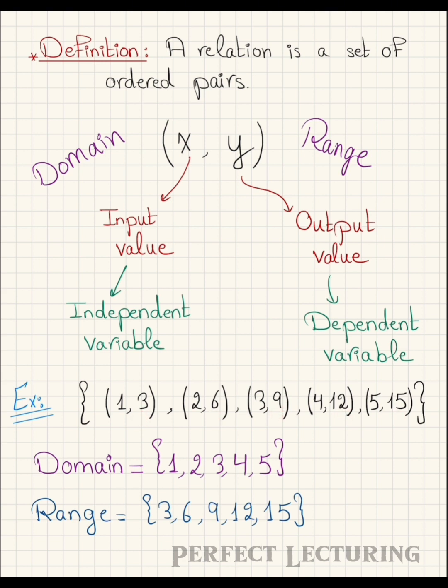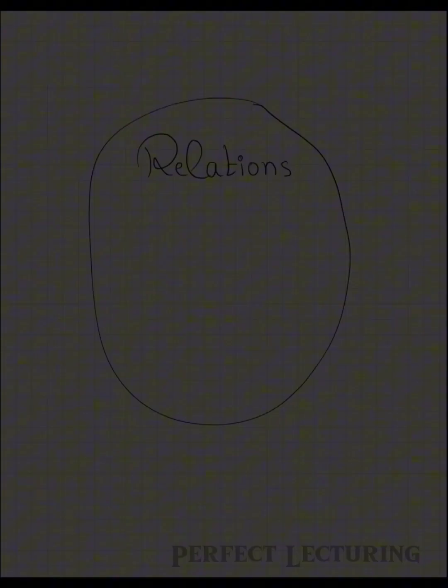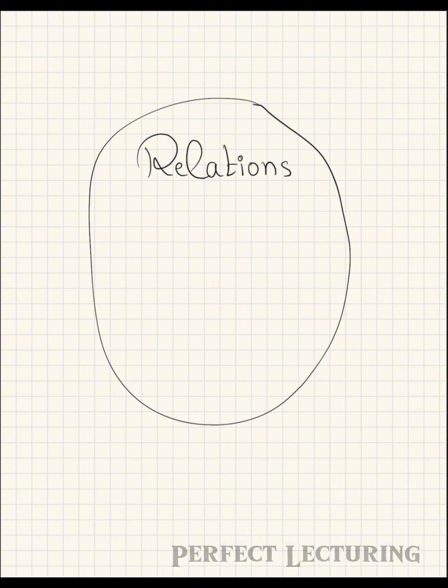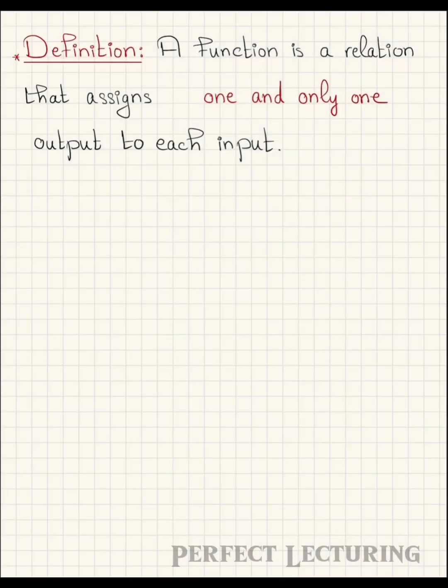Now, among the relations, there is a special class which is called functions. So if we assume that this set contains all the relations that we have in the world, the functions are a special class of these relations. Now, how do I know whether a relation is a function or not? There should be some condition that has to be satisfied. What is this condition? Let us look at the next definition. So a function is a relation which assigns one and only one output to each input.